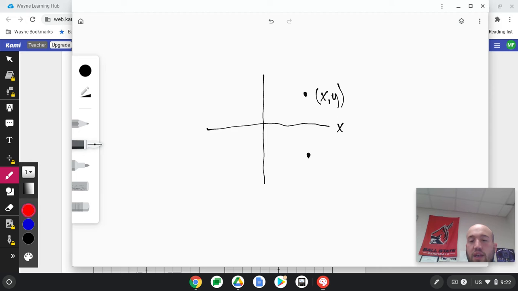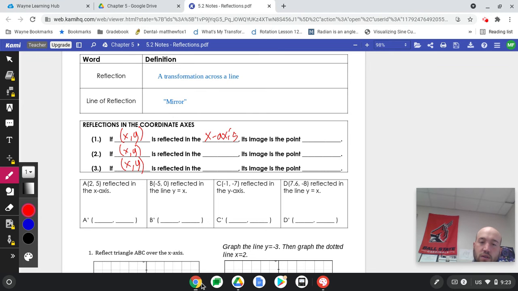Now, if we think about it, the x value does not change. X means left and right. That is the same amount to the right, so x will be exactly the same. I'll put x. Meanwhile, y goes from y to negative y, okay, because it was up, now it's going to be down. So the value here is going to be x comma negative y.